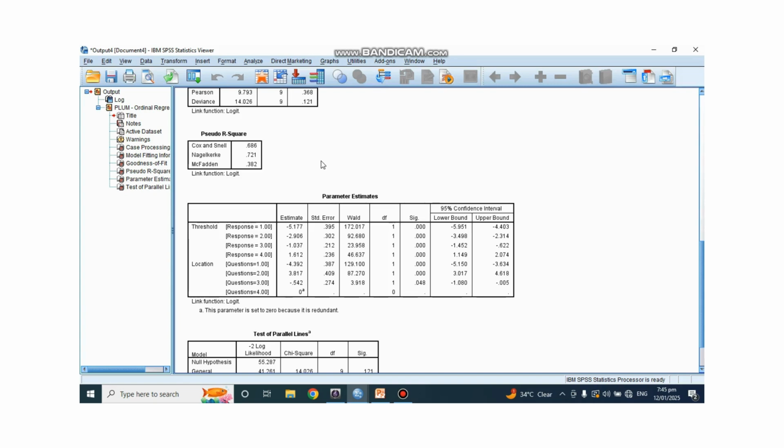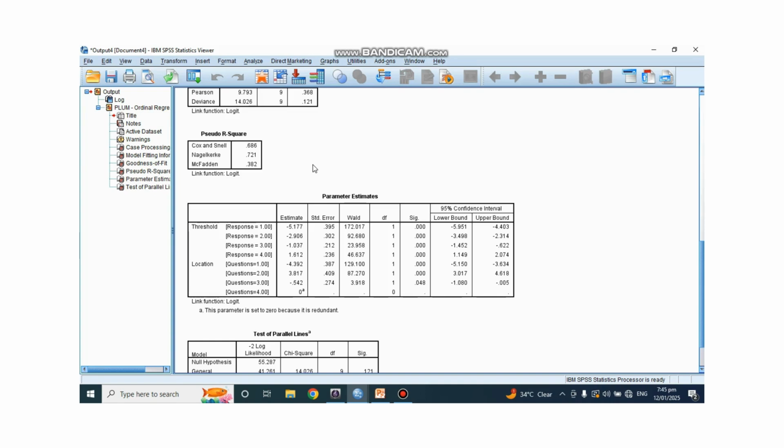For the McFadden here, we have 0.382. So this indicates that the model explains 38.2% of the variation in the log likelihood of the dependent variable. Values between 0.2 and 0.4 in the McFadden are considered good for ordinal regression models, suggesting this model has a decent fit.